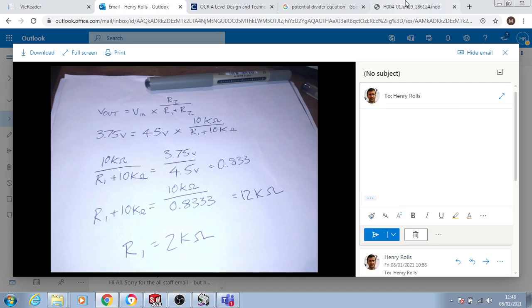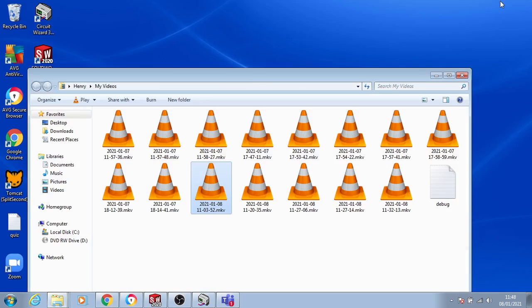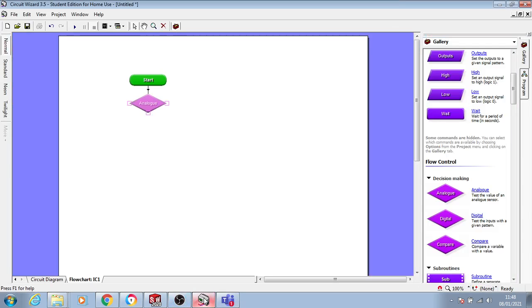All right, so hopefully that will explain potential dividers to you in a better way. Have a little play with Circuit Wizard. It's a nice little program just to play around with ideas and whatnot. And then, yeah, hopefully that will help you. Okay, thank you very much.